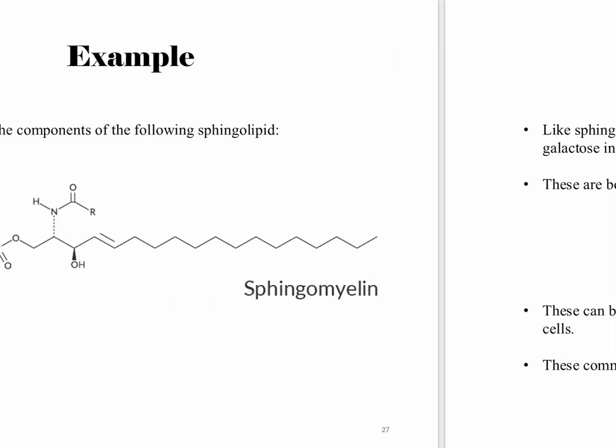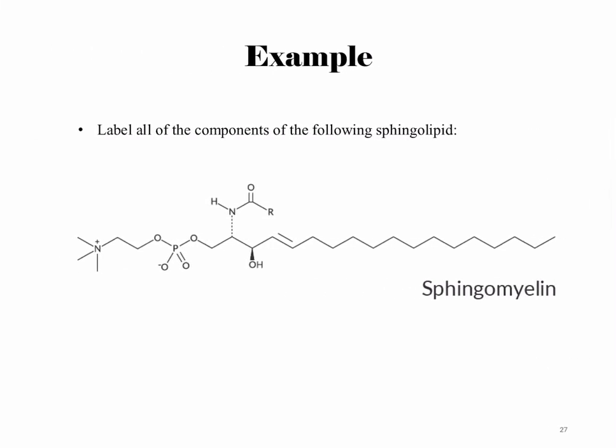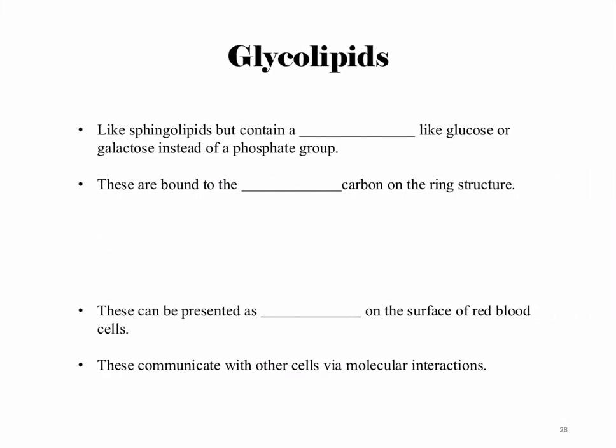And it just depends on what part of the body you're in. Here's an example you guys can look at and see if you can identify all the different components of the following sphingolipid. And so this is sphingomyelin, a specific sphingolipid. And so our next complex lipid is going to be glycolipids, and like glyco suggests, these are going to have a carbohydrate instead of the phosphate group and amino alcohol.